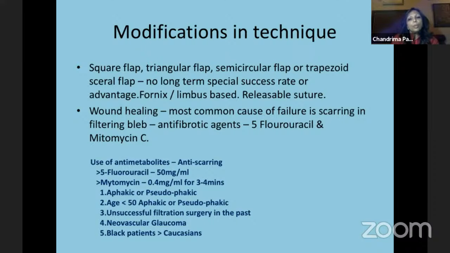Wound healing: the most common cause of failure is scarring in the filtering bleb. So we use antifibrotic agents, like I told you. But here we must remember one thing, that trabeculectomy is a surgery against nature. In all other surgeries, we actually pray for healing, but here we pray for not healing. So that's the difference with trabeculectomy, and these are the cases where we use antifibrotic agents: lower age groups, aphakic or pseudophakic eyes, neovascular glaucoma.